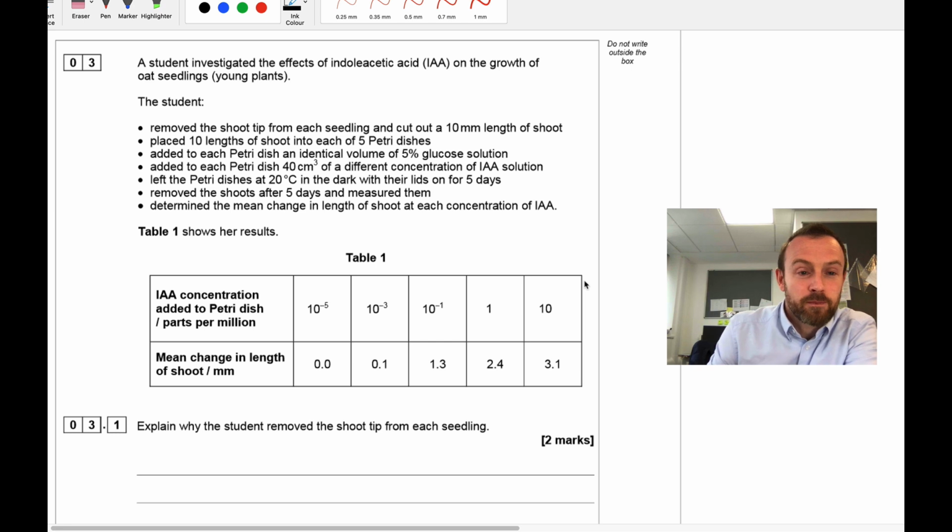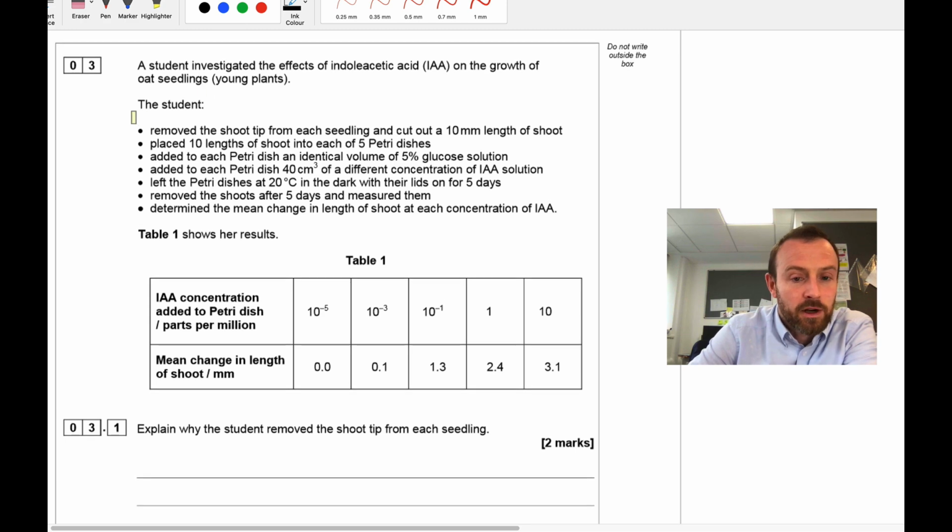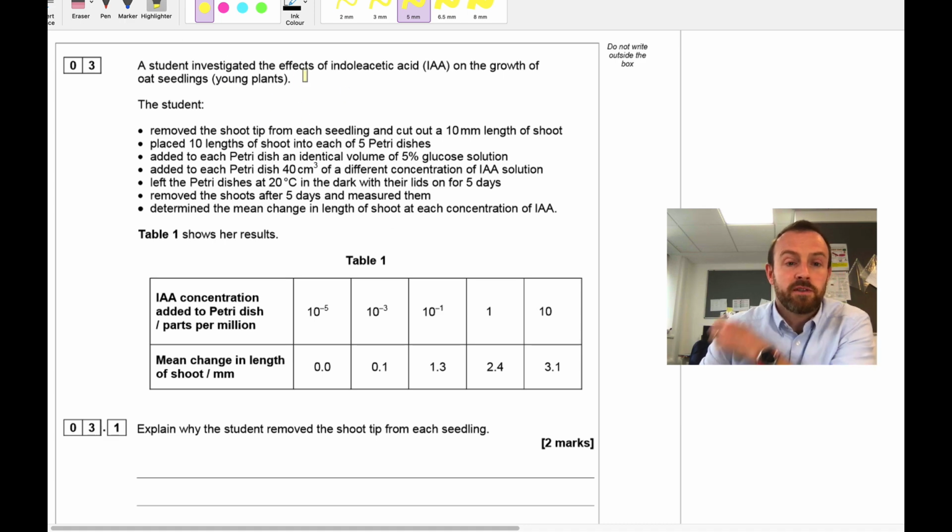Okay, on to question 3. There's a lot of stuff here, so we're going to have to really analyze this method. When you get a big method like this, it's likely that you're going to have to maybe improve it, find flaws in it, so let's really make sure that we process it all. The student investigated the effects of IAA on the growth of oat seedlings, young plants. Okay, so what do they do? First of all, they remove the shoot tip from each seedling and cut out a 10mm length of shoot.